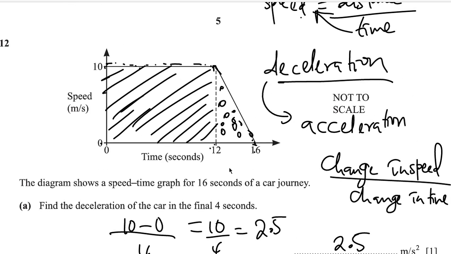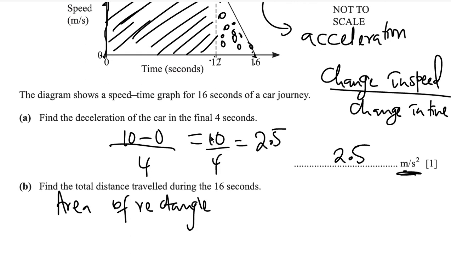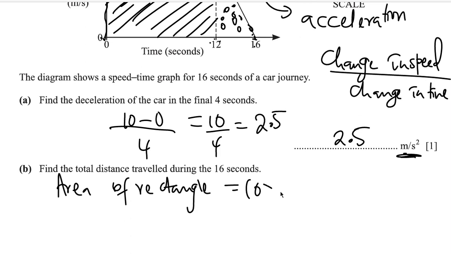is going to be what? The area of the rectangle is simply the length times the breadth. And what's the length? The length is this, 12, right? And the breadth, or the width, is 10, because it went from 0 to 10, right? So 10 times 12 is equivalent to 120, right?